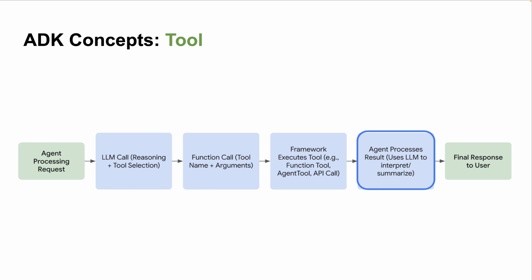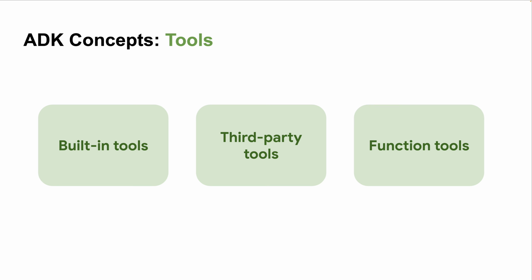There are three types of tools you can work with. The built-in tools. These are ready-to-use tools provided by the framework, and these are from Google. So it would be, at the time of recording, Google search, code execution, and retrieval augmented generation tool. Then there are third-party tools, which allow you to integrate some out-of-the-box tooling, for example, from LangChain tools, Crew AI tools, and so on. And there are the function tools, which are basically the ones you create.